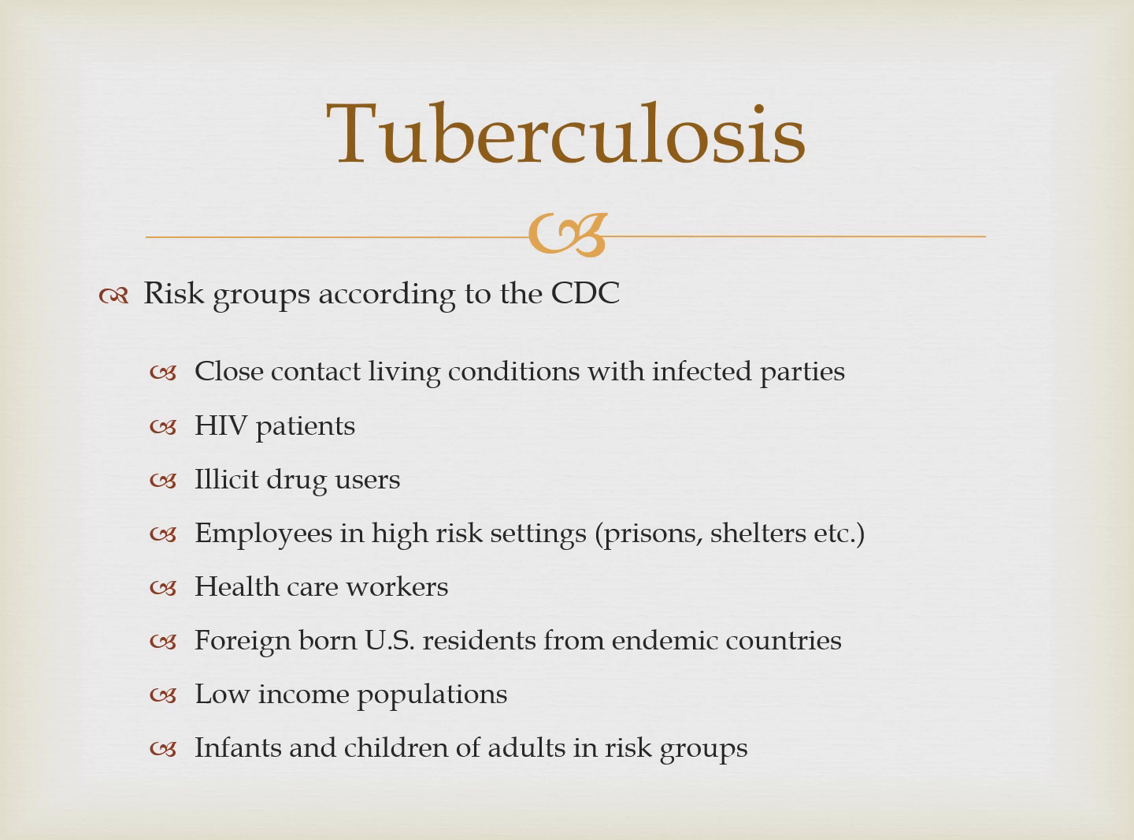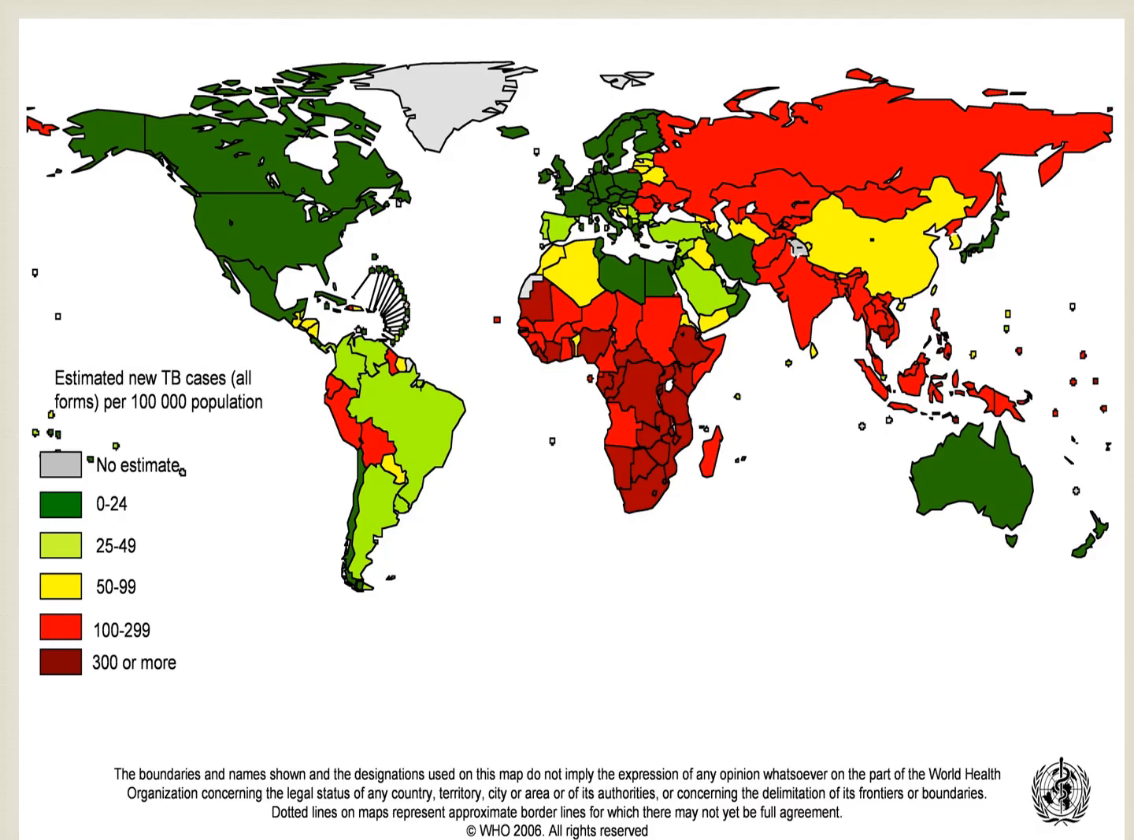Low-income populations are more likely to experience Mycobacterium tuberculosis, mainly because they don't have access to good health care. And then finally, infants and children of the adults in all of the former risk groups. Here's a nice map where you can see where populations of tuberculosis are more common. You can see that in Russia and in Africa, there is a high amount of tuberculosis that runs rampant in those countries. And then you take a look on the left at the United States and Canada, where the cases of tuberculosis are much lower.